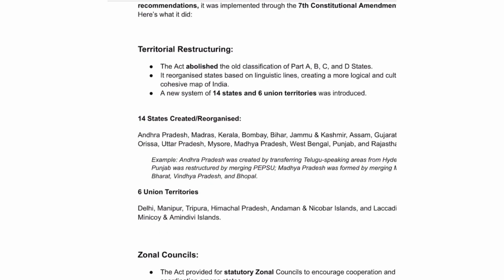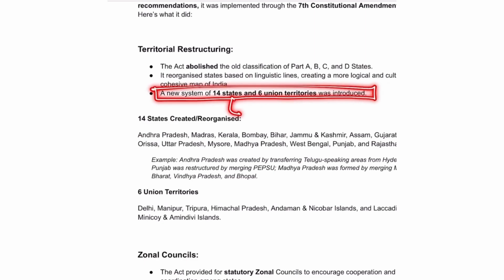There was a territorial restructuring. So the act abolished the old classification, the part A, part B, C and D states, which I have told already. Okay, so that was abolished, and it reorganized states based on linguistic lines, so creating more logical and culturally cohesive map. So a new system was devised now. We had 14 states and 6 union territories. Okay, so this part was done away with.